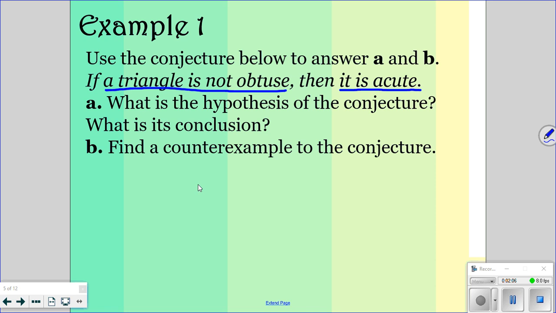So, can anybody think of a counterexample to that conjecture? What about a right triangle? A right triangle is not obtuse, but is it acute? No, so a right triangle would be your counterexample.